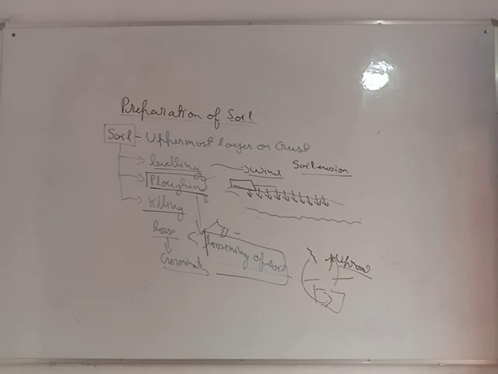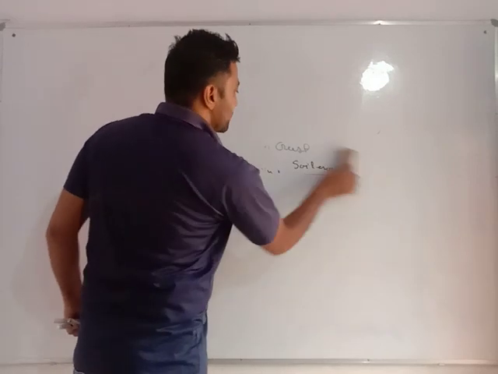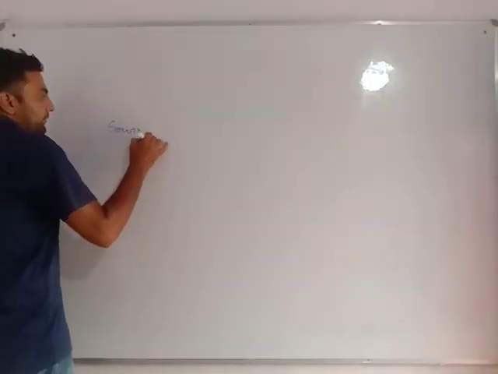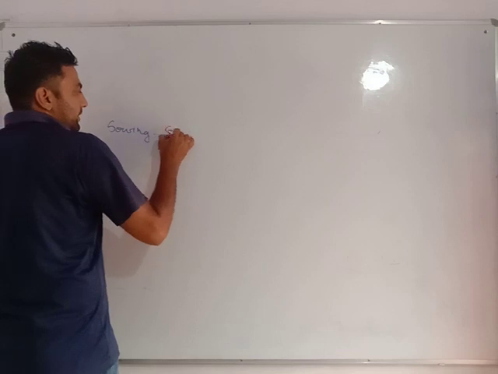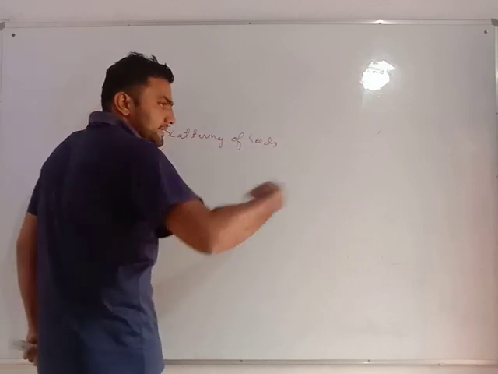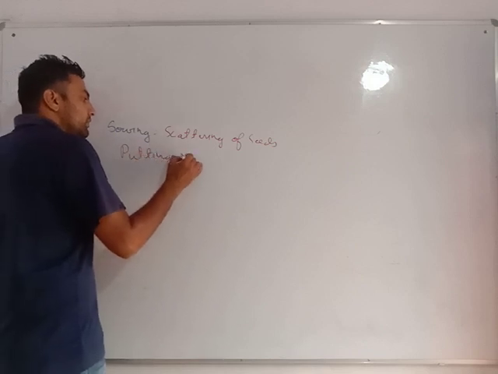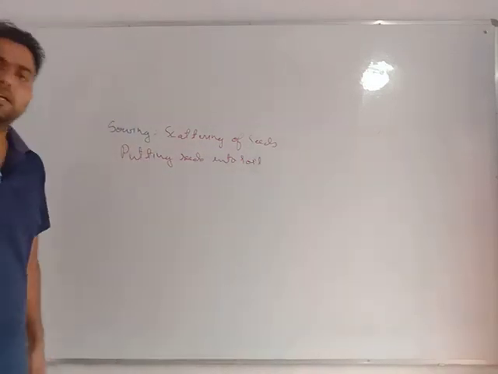After leveling the soil, the second thing is sowing. What is sowing? Now we will see. Sowing is the process of putting seeds on or into the soil. Sowing is the practice of throwing or putting, scattering of seeds in the field, or putting seeds into soil. This process is known as sowing.